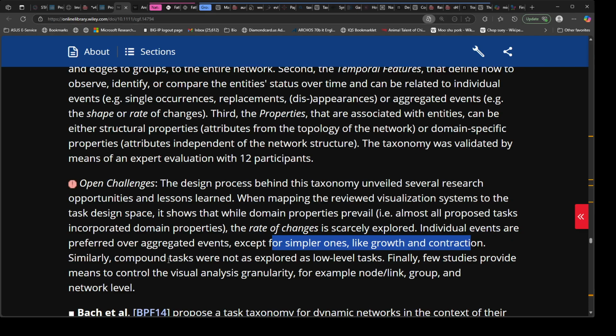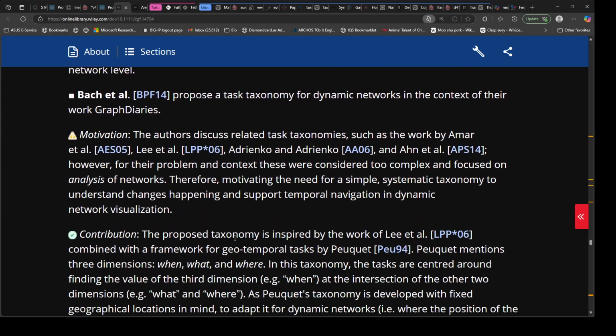Similarly, compound tasks were not as explored as low-level tasks. Finally, few studies provide means to control the visual analysis granularity, for example node/link, group, and network level. Bach et al. [BPF 14] propose a task taxonomy for dynamic networks in the context of their work Graph Diaries.